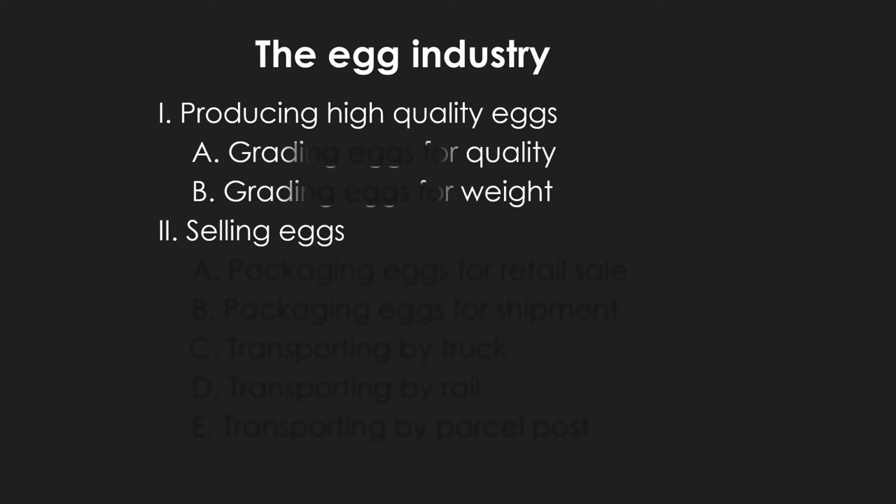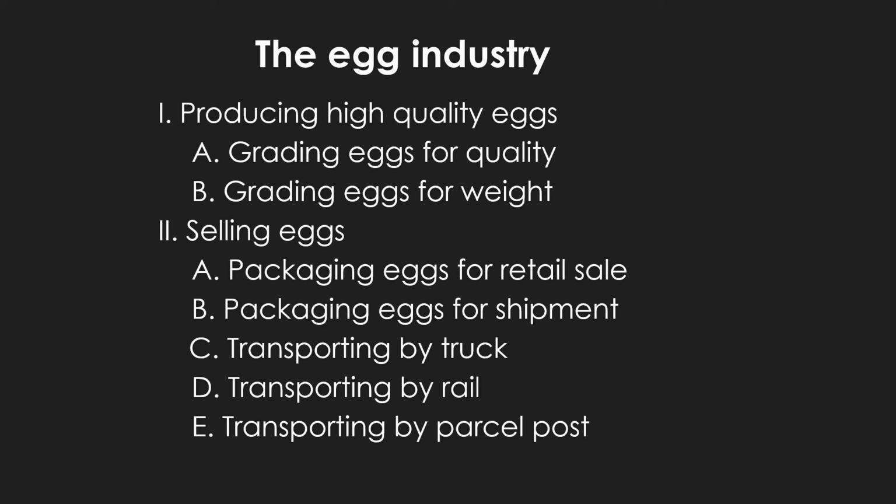Okay, what will fall under producing? Egg production. So you have grading for quality and grading for weight. So they correspond to the main idea. And then for selling, of course, it will involve packaging and transporting. So if your answer is similar to this answer, then you did a very good job. You know how to classify major and minor points or minor ideas.